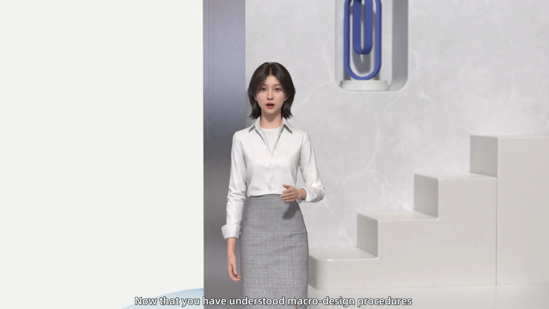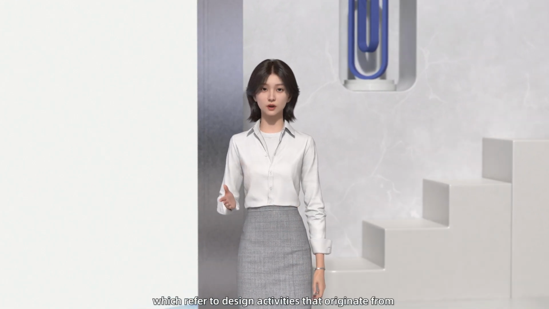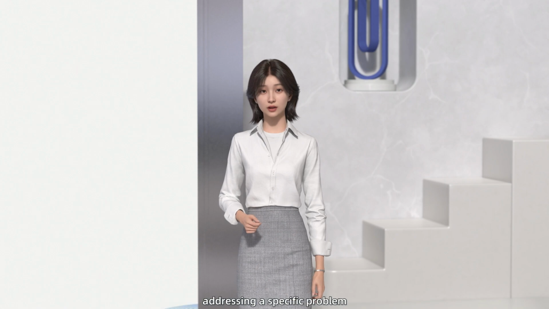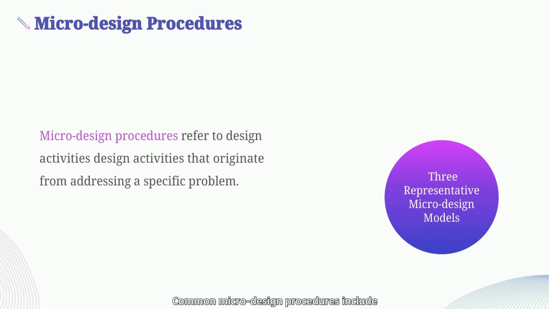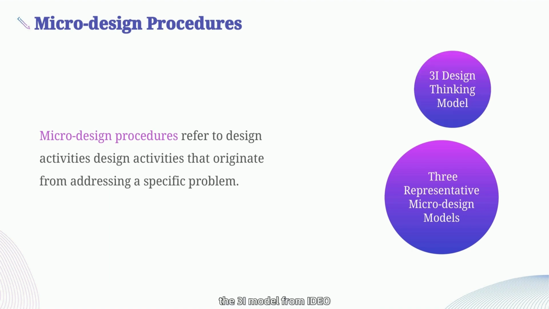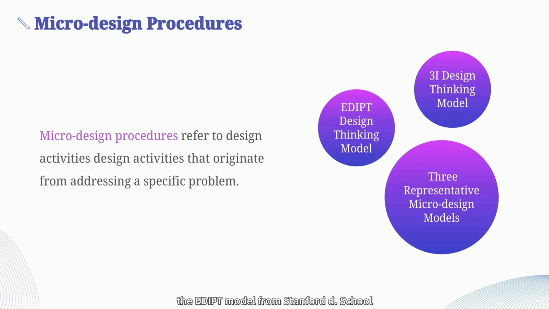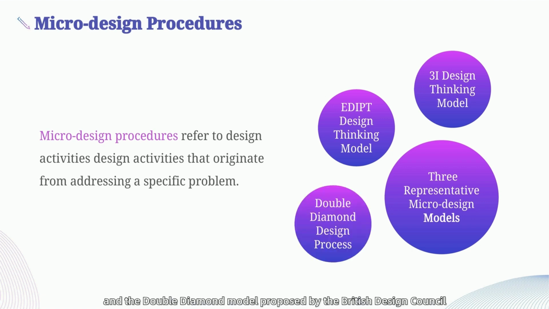Now that you have understood macro design procedures, let's learn micro design procedures, which refer to design activities that originate from addressing a specific problem. Common micro design procedures include the 3I model from IDEO, the EDIPT model from Stanford d.school, and the double diamond model proposed by the British Design Council, to name a few.